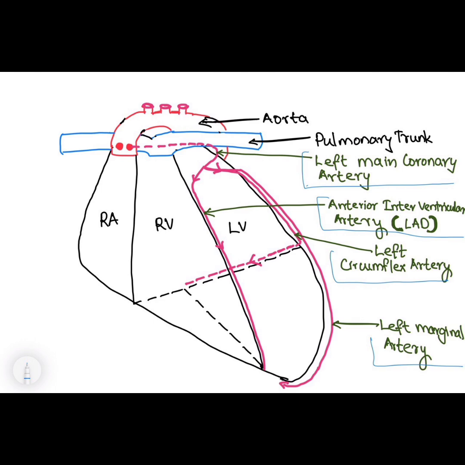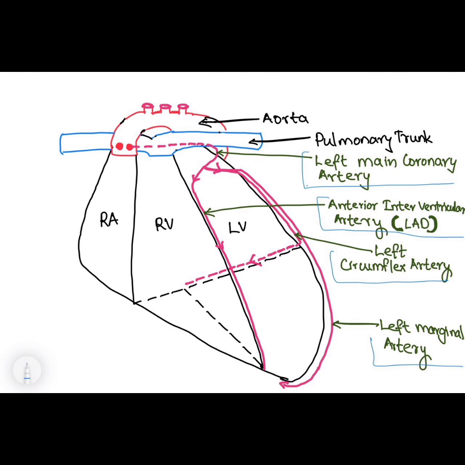The LCH curves around the left border of the heart towards the posterior surface. In left dominant circulation, the left circumflex artery continues as the posterior descending artery on the posterior interventricular groove. The LCH may terminate on the posterior surface of the heart. If the heart is left dominant, the LCH gives rise to the PDA. If the heart is right dominant, the PDA arises from the right coronary artery instead.